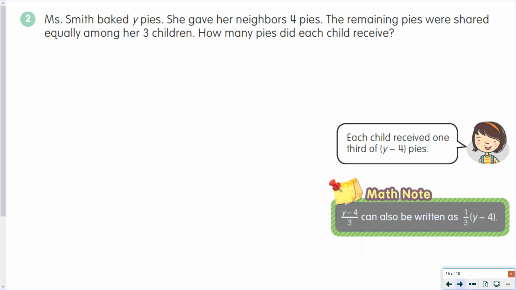Miss Smith baked Y pies. She gave her neighbor 4 pies. The remaining pies were shared equally among her 3 children. How many pies did each child receive? Well, she baked the Y pies and then she gave her neighbor 4 pies, which means she had this many pies. She gave 4 away, so we had to subtract. To show that we're doing that section first, it is a good idea to put those in parentheses based on our rules of the order of operations, where everything in parentheses is done first. And then if we're sharing them equally, we will divide by 3.